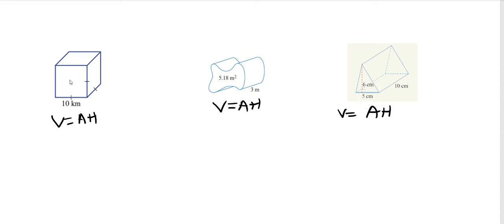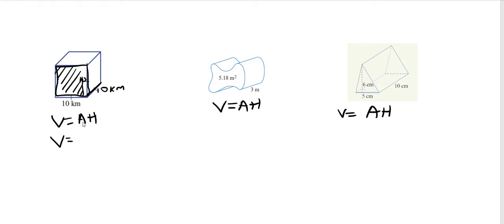So with our first one, we can see it's a cube, which means every side length, every edge is 10 kilometers. So volume will be equal to the area of one of those faces. So if I focus on the front one, what's the area of that front square? That cross section is a square, and I know I have the same square right at the back. And the space between the front square and the back square I can see is 10 kilometers. So height would also be 10.